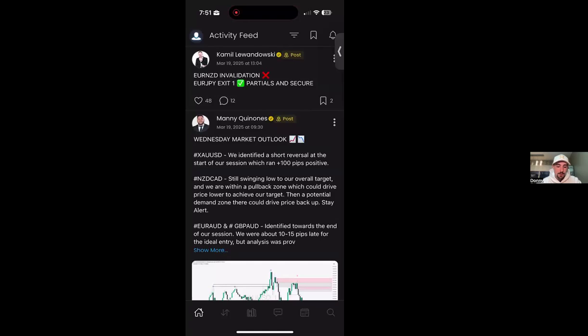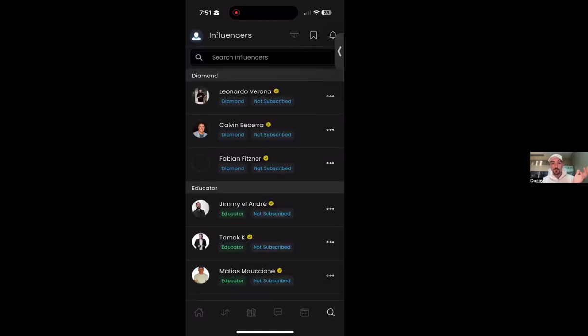All right, if you click the magnifying glass bottom right corner, if it's your first time on the app, by the way, you'll have to log in with your email and your password. So be sure to do that. Influencers or educators on the right-hand side, a few that you're going to want to follow, okay? Make sure you guys pay attention for this.